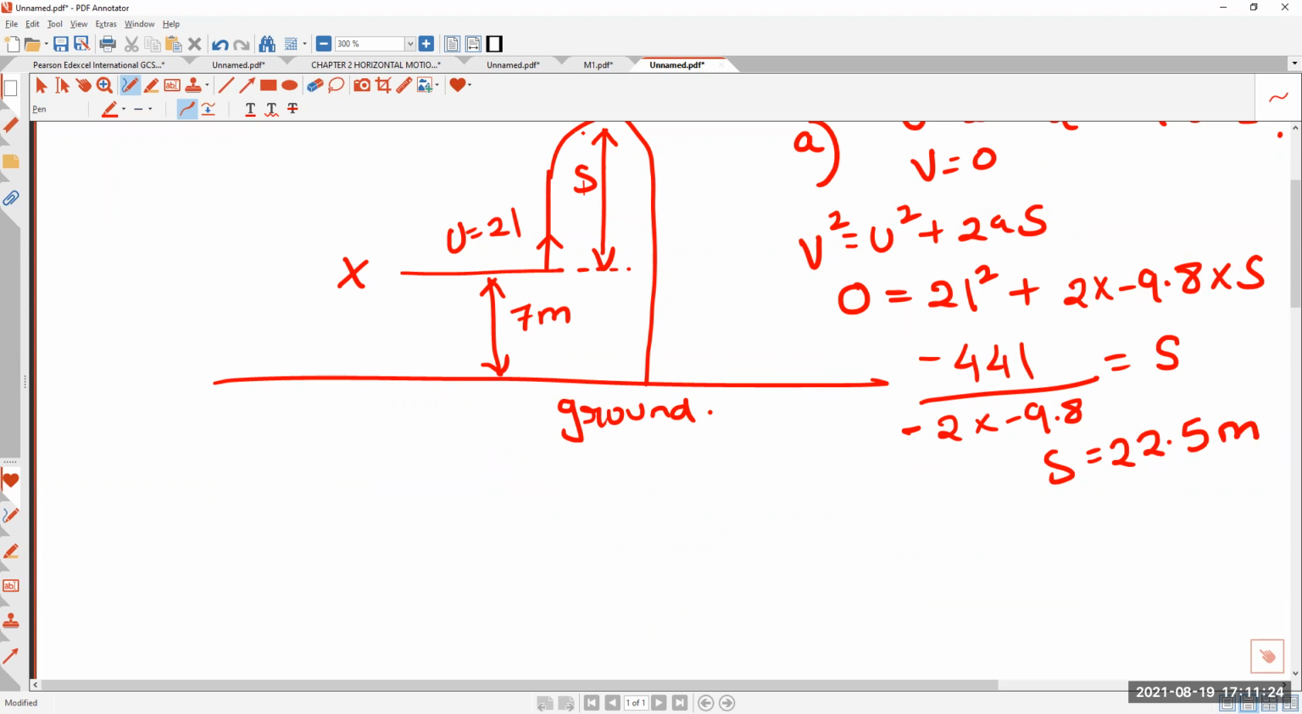So this height is 22.5. What is it? You are 7 meters from the ground, plus 7. How much? 29.5. Online people, everyone, is this clear? Everyone? Yes. Pushpita and all, everyone, is this clear? Yes.